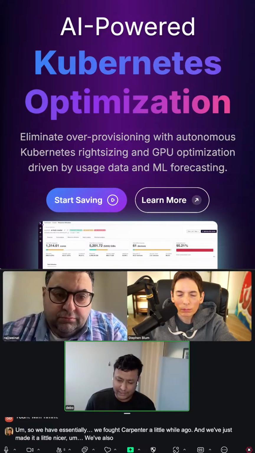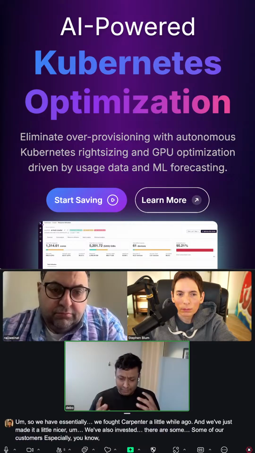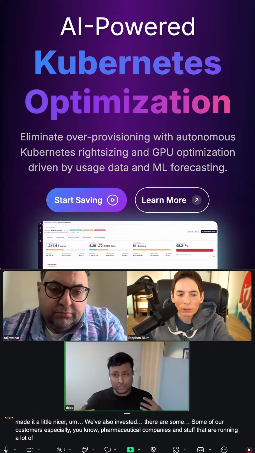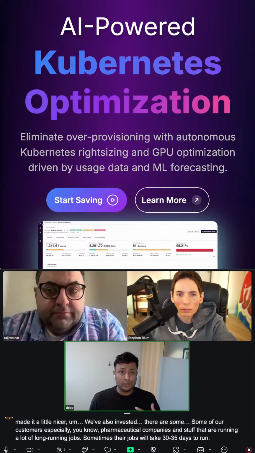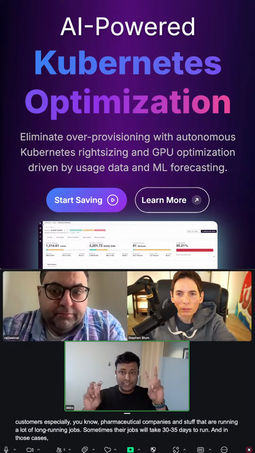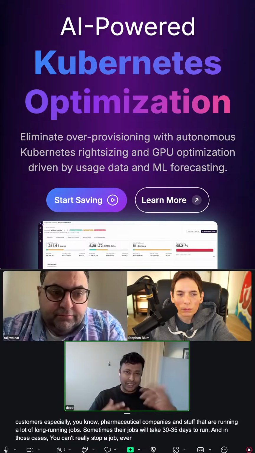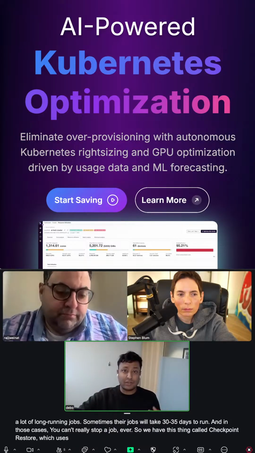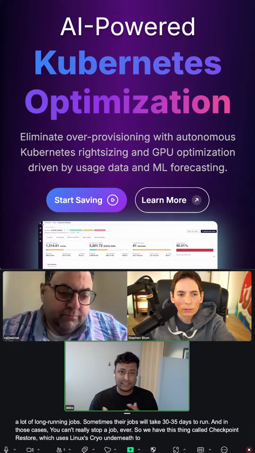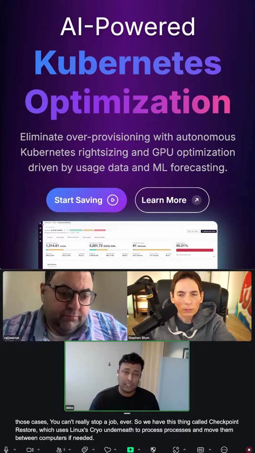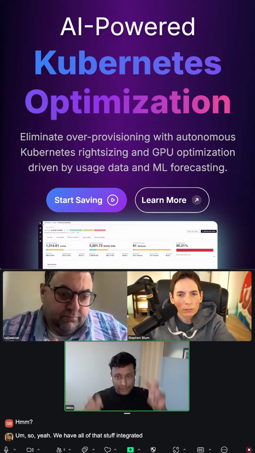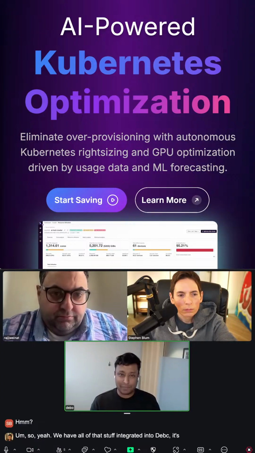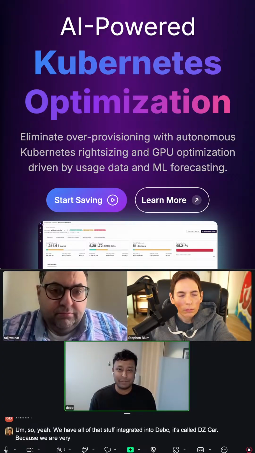We've also invested in something for some of our customers, especially pharmaceutical companies, that are running a lot of long-running jobs. Sometimes their jobs will take 30, 35 days to run, and in those cases you can't really stop a job ever. So we have this thing called checkpoint restore, which uses Linux's CRIU underneath to pause processes and move them between computers if needed. We have all of that integrated into DevZero. It's called DZ Karp because we are very creative with our naming.